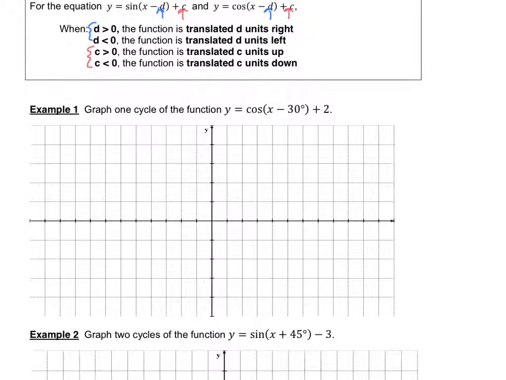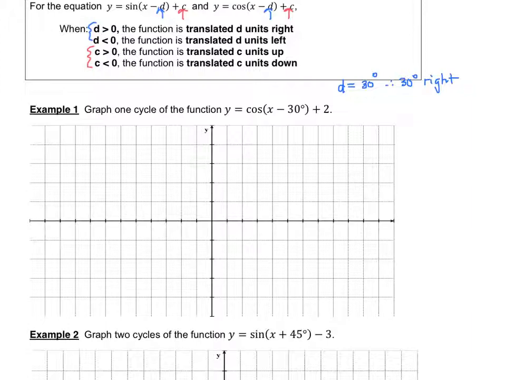In our first example, it says graph one cycle of the function y equals cos(x minus 30 degrees) plus 2. Now in this example, let's make a note that d, in this case, is 30 degrees, which means we're going to shift 30 degrees to the right.